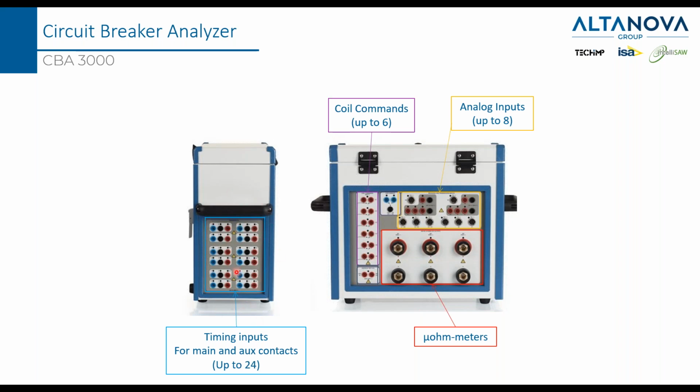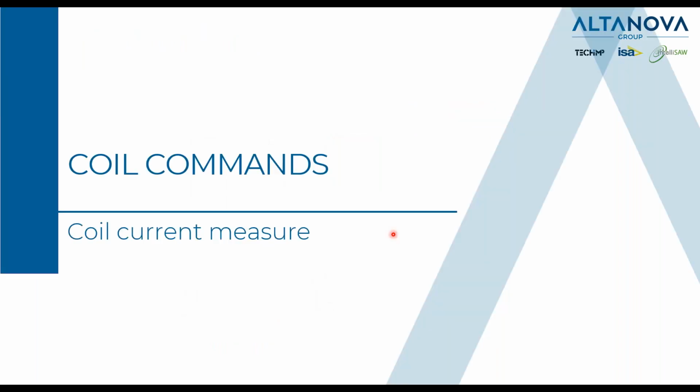You can connect up to 24 main contacts and also auxiliary contacts, up to 6 coil commands, and you have analog inputs for any analog measurements, such as voltage from the motor, voltage from a current clamp, and also voltage that comes from a micrometer. Here we have the micrometers. So these are 3 DC current generators, because we will see later that they will be necessary to measure the resistance of the main contact.